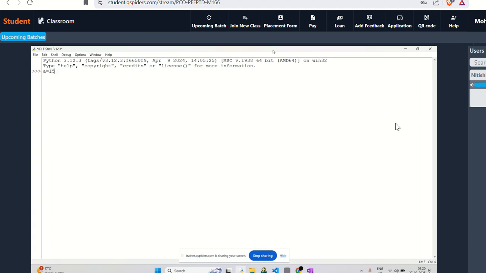Here I took a equals to 15. A is not a keyword, so it is allowing. See, whenever I took not A, it is giving error, and not A, and is a keyword. Take any keywords also.